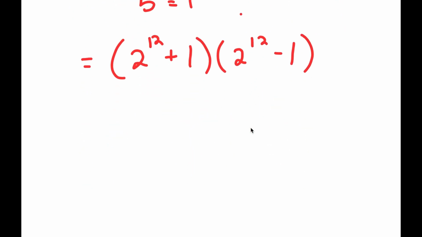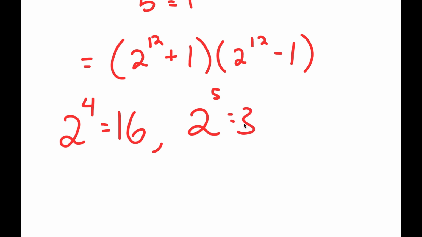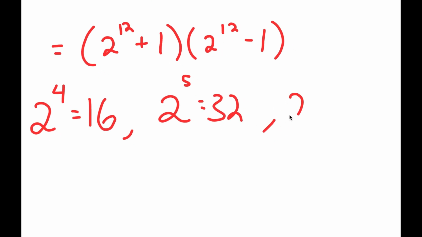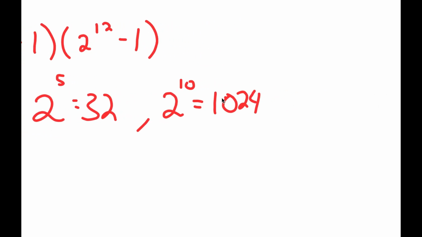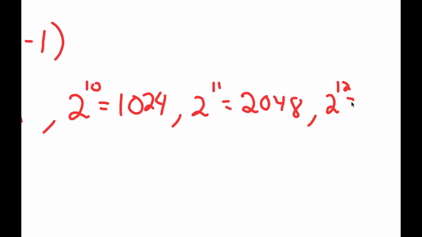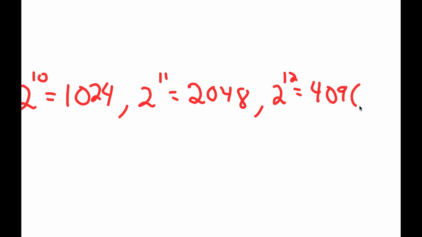Now, 2 to the power of 12, well, what is the value of that? Well, 2 to the power of 4 is equal to 16, and 2 to the power of 5 is equal to 32, and 2 to the power of 10 is equal to 1024. Well, 2 to the power of 11, this is going to be double of 1024, which is 2048, and 2 to the power of 12 is double of 2048, which is 4096. So 2 to the power of 12 is equal to 4096.